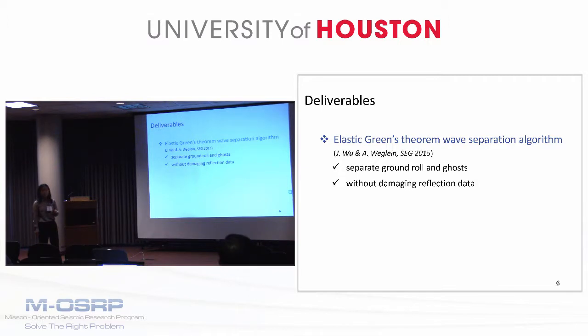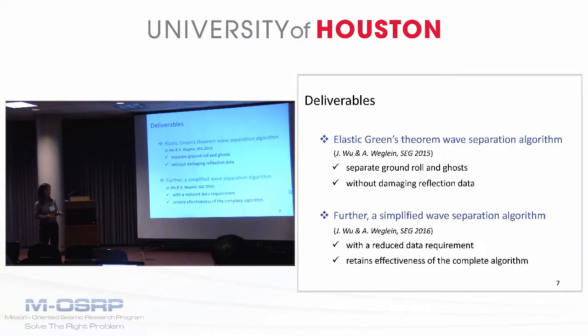So firstly, we developed the elastic Green's theorem wave separation method, which is able to separate the ground roll together with ghost out from your reflection data. And later, an example will show you the performance of this method. Well, considering this complete algorithm has a high data requirement, which is not easily satisfied today, in a further step, we developed a simplified algorithm with a significantly reduced data requirement. In comparison with this complete algorithm, this simplified one still provides you the effectiveness and the usefulness.